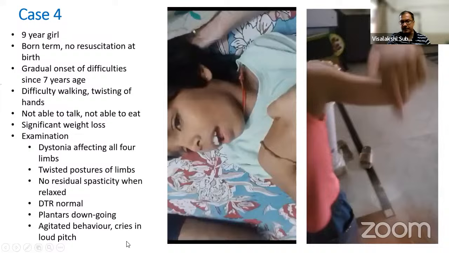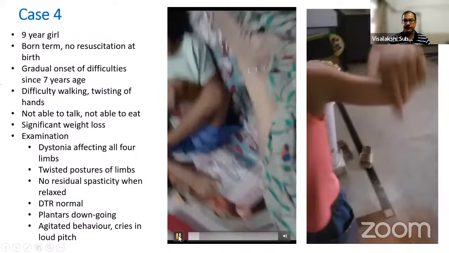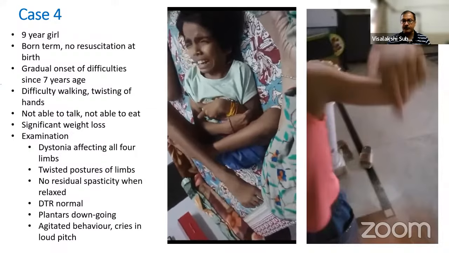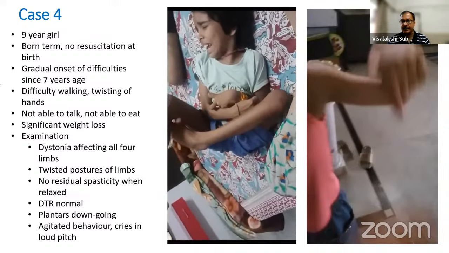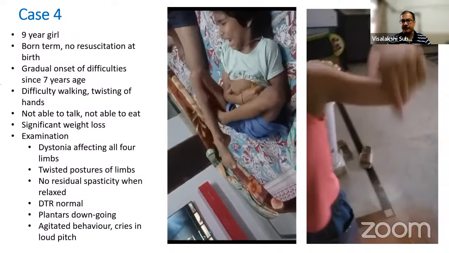But actually, in between, there was no residual spasticity when she was relaxed. Her reflexes were normal, plantars were downgoing, and no doubt because of all of this, she had significant agitated behavior and cried in a very loud pitch. So I'll play this video. So you can see how twisted she remains in that posture all the time. She can extend her legs, but becomes very, very stiff.